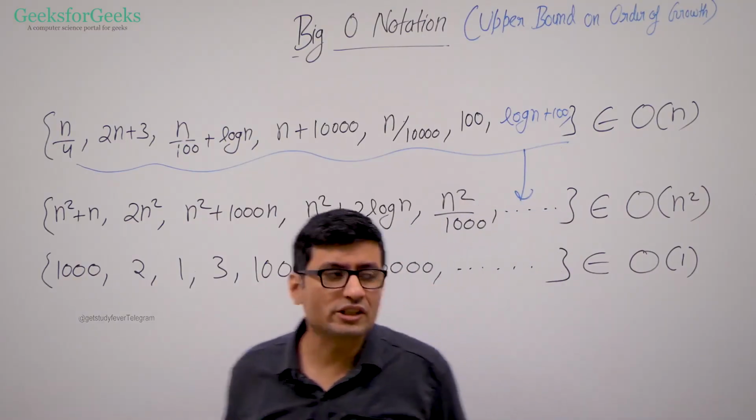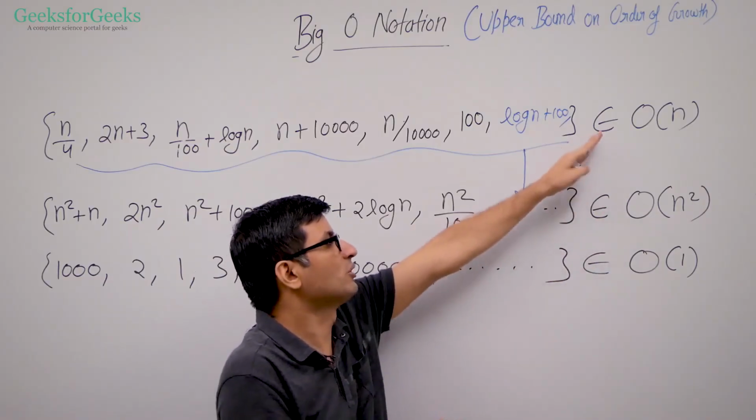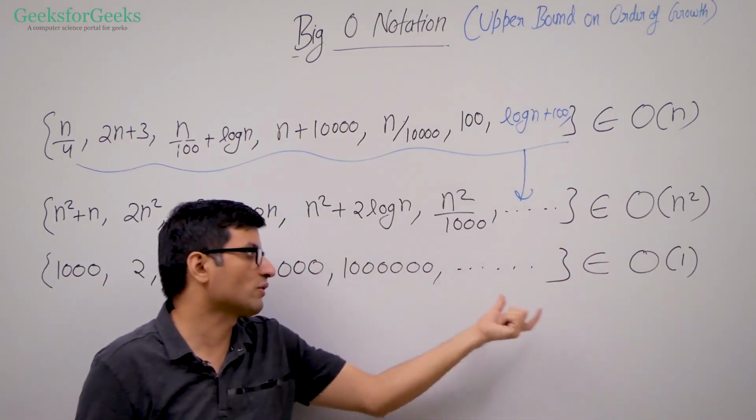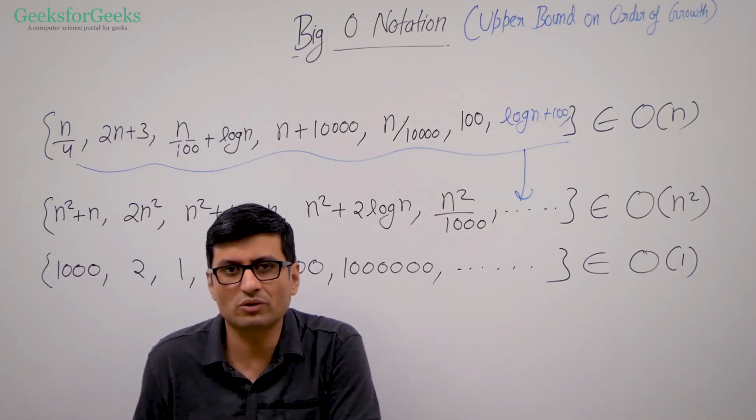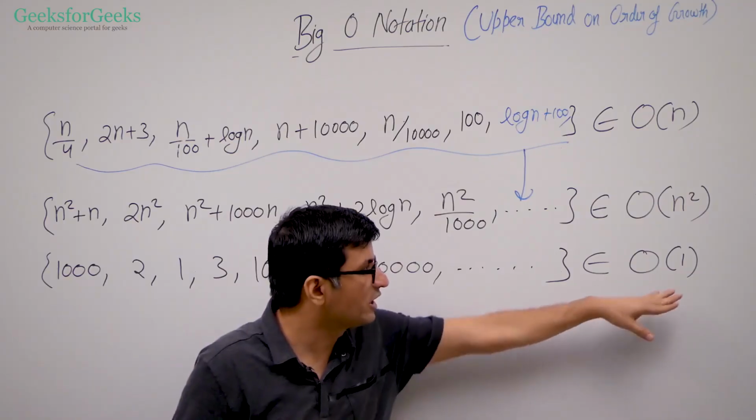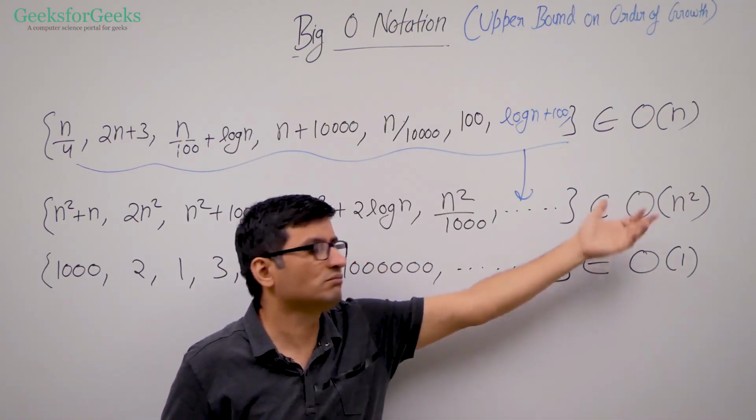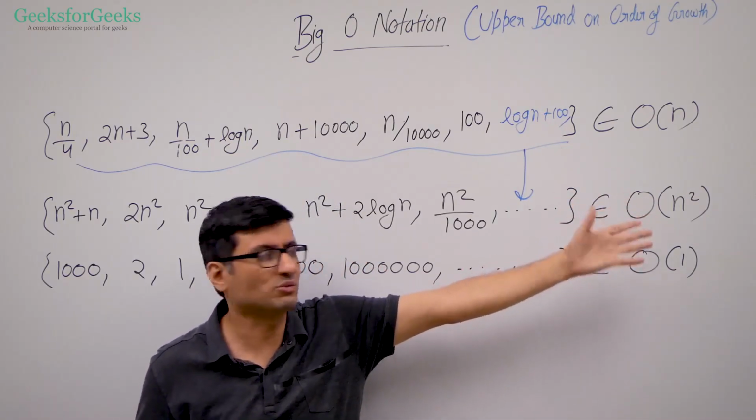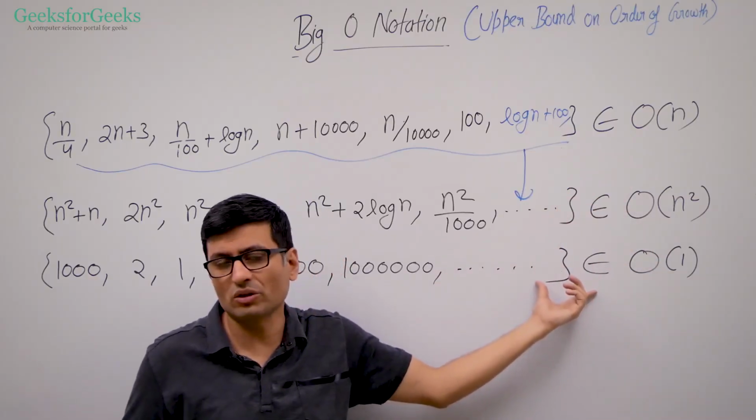So these constants also come under Big O of n square and Big O of n, because they have lower order of growth. Constant means the least order of growth. It does not grow at all in terms of input size. All these things come under Big O of 1. They also come under all Big O notations as well, like n square and n, because this is the least order of growth.